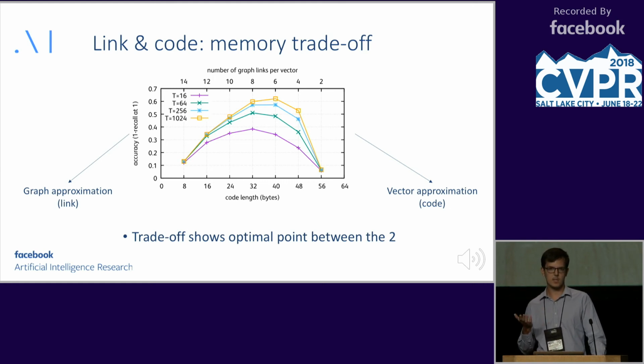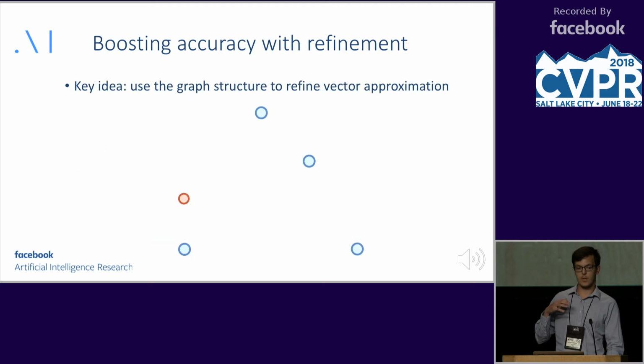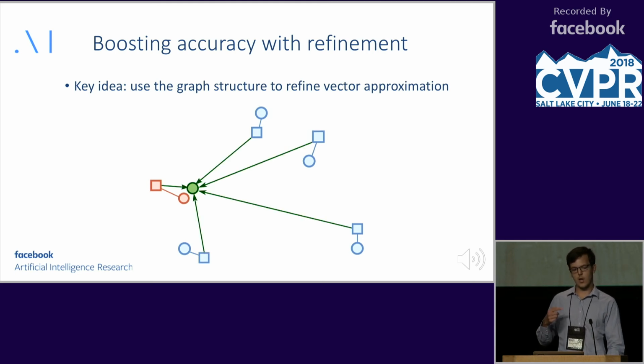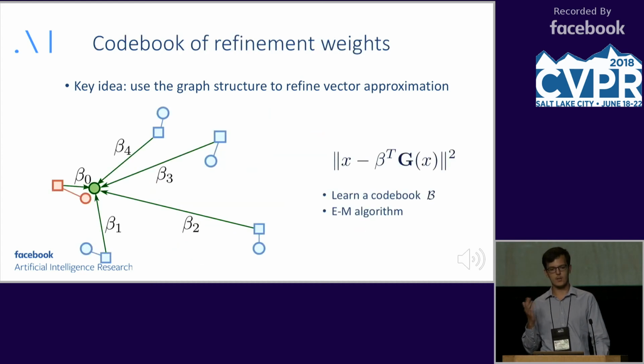So from this, our main contribution and key idea is to use the graph structure to actually refine the vector approximation. So let's say we have a set of points. The red point is the main point, and the blue points are its nearest neighbors. We have their quantized versions that are represented by squares. And now we will learn to regress a better vector approximation from the quantized neighbors. For this, we will learn regression weights beta. And these weights are learned by L2 regression. So we learn a codebook beta using the expectation maximization algorithm.